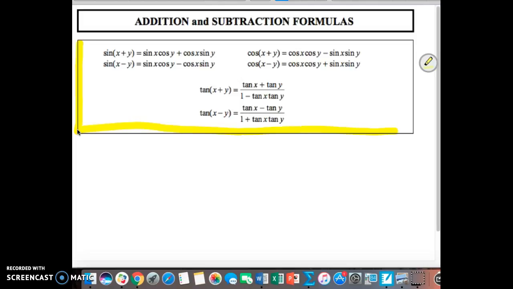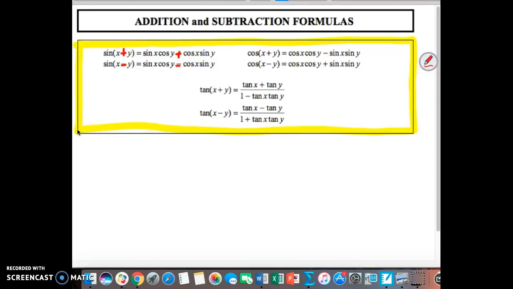It's sine of x plus y equals sine of x times cosine of y plus cosine of x times sine of y. If you have sine of x minus y, it's going to be the same thing except there'll be a negative. So a good thing to remember about sine, if it's sine of two values, if it's adding, you're going to be adding the sine times cosine plus sine times cosine, and if it's subtracting, you will be subtracting the sine times cosine minus sine times cosine.